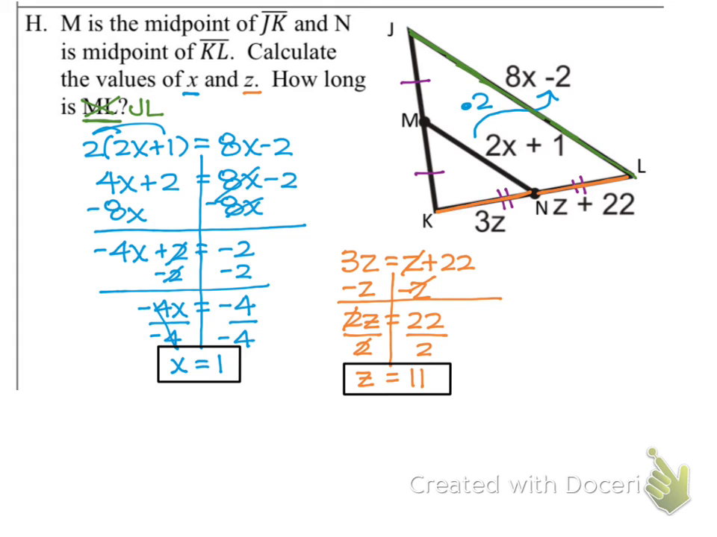JL is going to be, and I'm color coding it in green, 8x minus 2. So JL was defined as 8x minus 2. I know what x is, so let's plug it in. x is 1. Let me do the math. It looks like JL is going to be equal to 6.